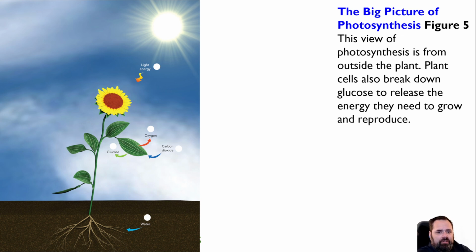The big picture of photosynthesis, figure 5. This view of photosynthesis is from the outside of the plant. The plant cells also break down glucose to release the energy they need to grow and reproduce. Okay, so we got our picture here. Right? We got the sunlight. We got the sunflower picking up the light. We've got oxygen coming off. We've got carbon dioxide coming in. We've got glucose coming out. And we got water going in through the roots.